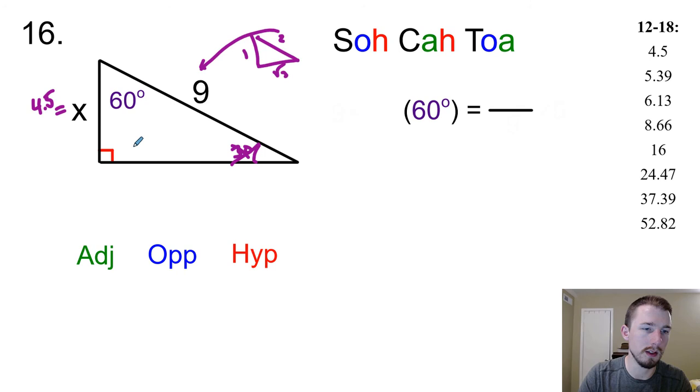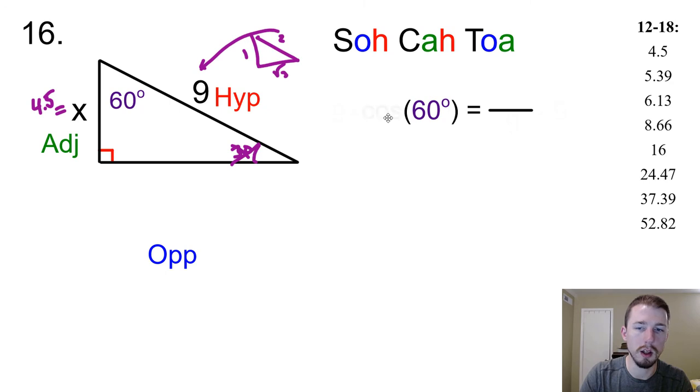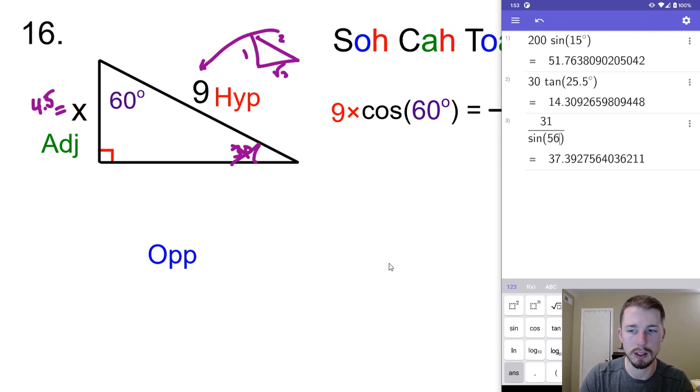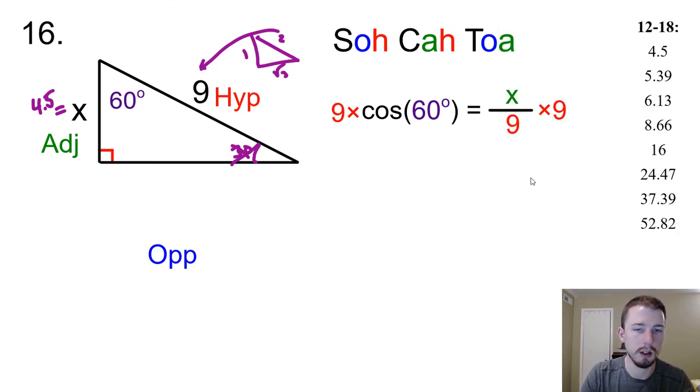This is going to be our adjacent side. So we have the adjacent is x, and then we have the hypotenuse. So we're using the cosine of 60 is equal to x over 9. And then to get rid of the 9, we multiply both sides by 9. So we put this in the calculator as 9 cosine of 60, which is exactly 4.5. Okay, nice. So we can cross that out on our answer bank as we go.